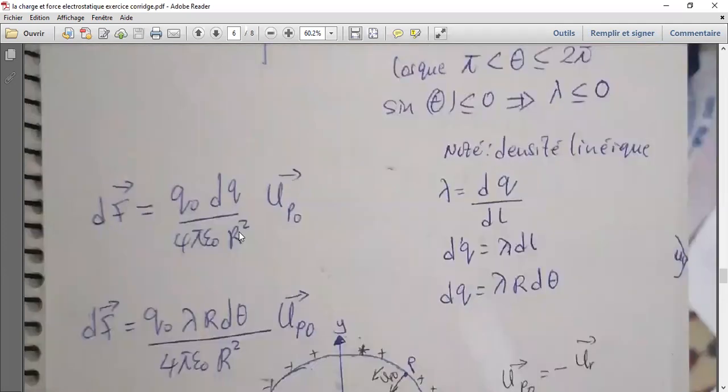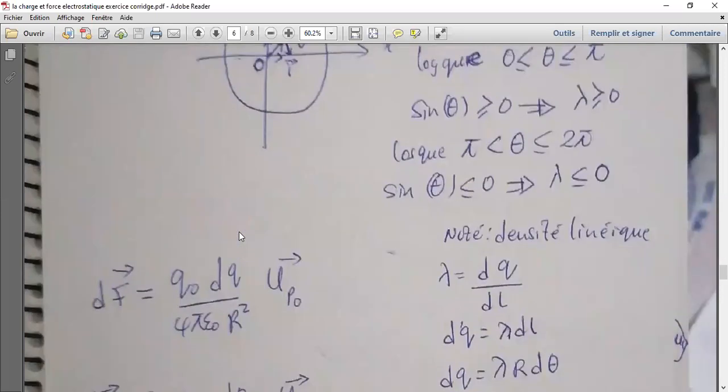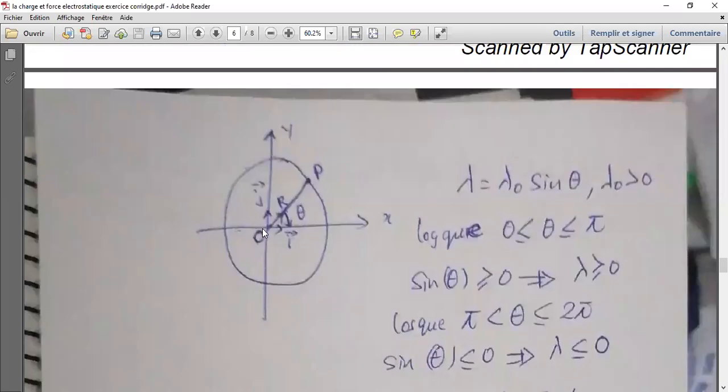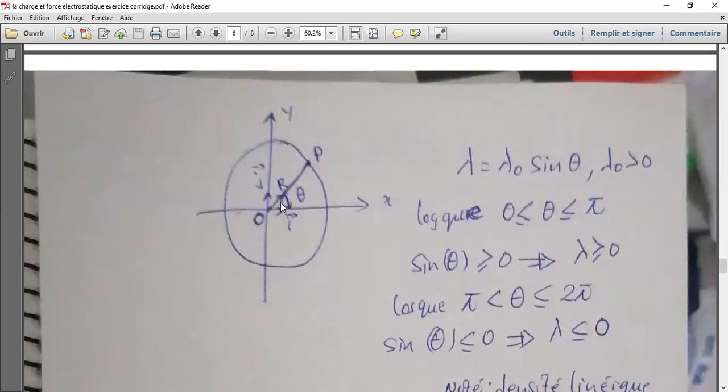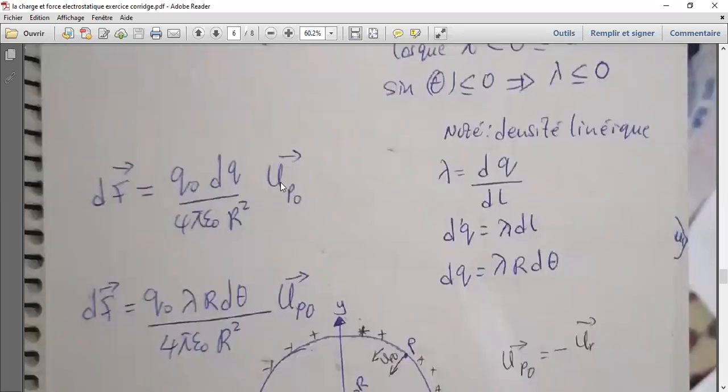If you remember the formula, it was q times q divided by 4 pi epsilon 0 times distance squared. The distance is the distance between the two charges. So the distance between the two charges is what? Is r. That's why I will place here r squared, with a vector u PO.